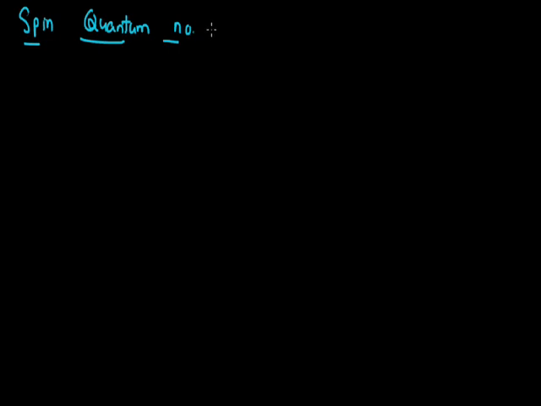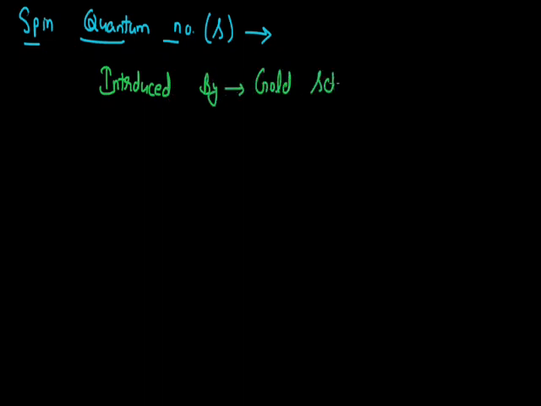This spin quantum number is designated by the symbol small s. It is the same symbol we used for the s subshell; it was also designated by small s. The principal quantum number was very first introduced by Goldschmidt. Now this spin quantum number indicates the direction of the spin of an electron around its own axis.